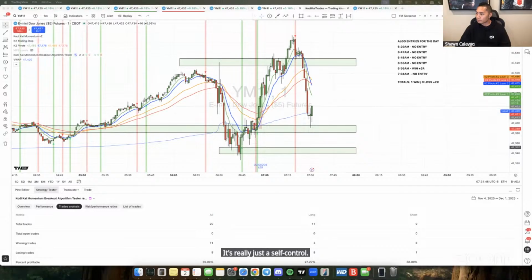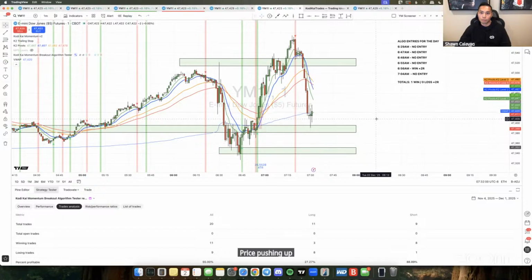All right, so we've got price pushing up a little bit. Price pushing up above the VWAP, kind of at the support area.